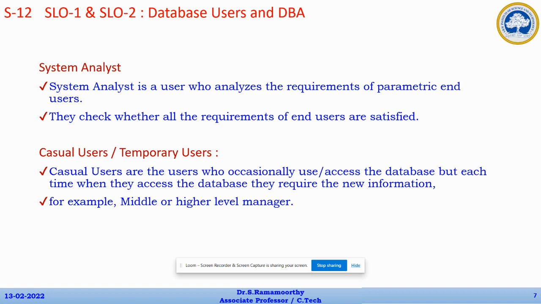And the final type of users are casual or temporary users. From the name itself, you can understand these are the people who access the database only occasionally, but every time they access the database, they require new information. For example, a middle or higher level manager rarely accesses the databases instead of frequent access.